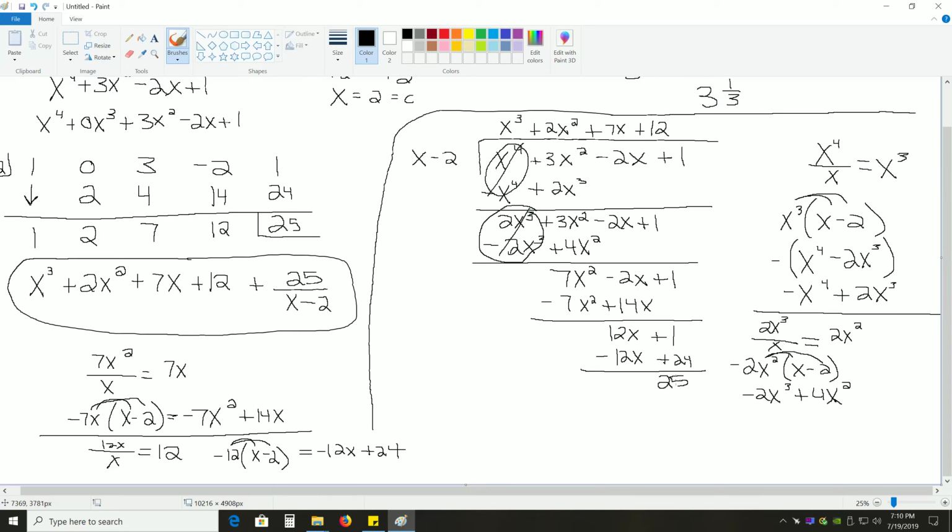And at this point, 25 cannot be divided by x. It'll just give us a rational expression or a fraction involving x's. So, like we did in long division in the past, we take our remainder, which in this case is 25, and we divide it by the term on the outside, x minus 2. And this polynomial is our complete answer. Notice that it matches perfectly with the polynomial that we got from synthetic division.